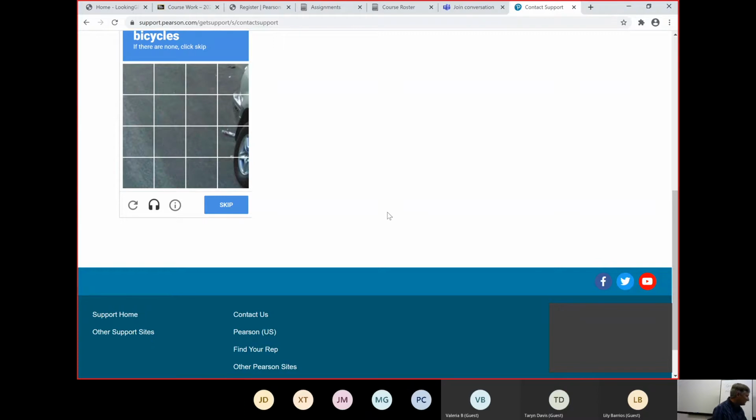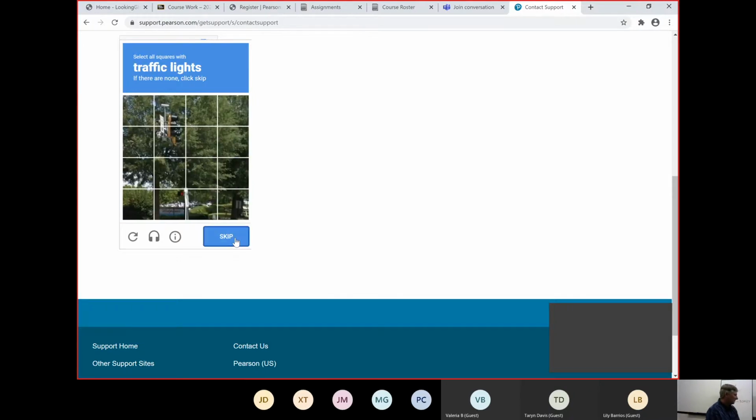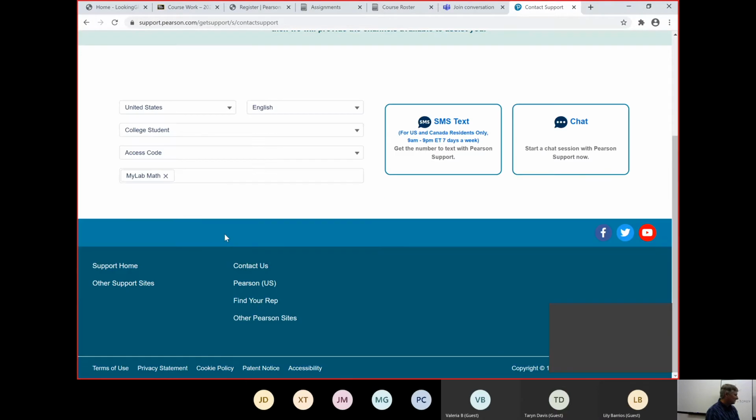So bicycles. Does anybody see a bicycle? I see none. All right, I've had this one before. Well, that didn't. Well, then traffic lights. So they're having the text.